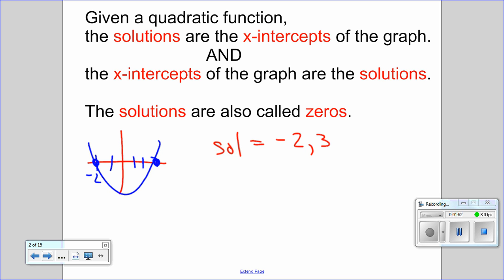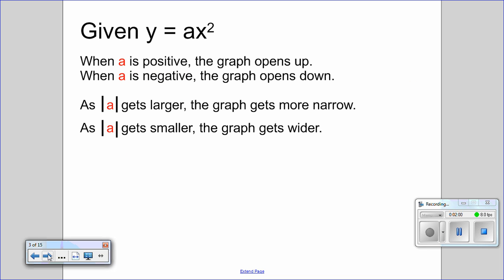Another name for the solutions are the zeros. You can pause the video or rewind as much as you want, but I'm going to move forward. So what we need to do is understand how the parameter changes the shape of the graph. And a big idea here is the value of a. I can multiply x squared by any number, and what it does is it does two things. It determines if the graph opens up or down, and it determines if you have a narrow or wider graph.